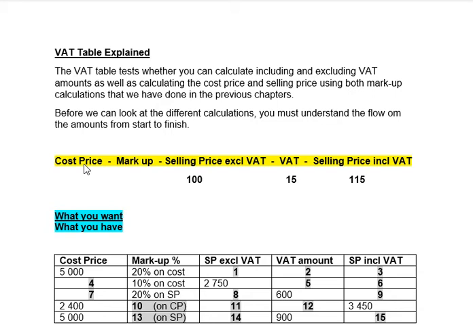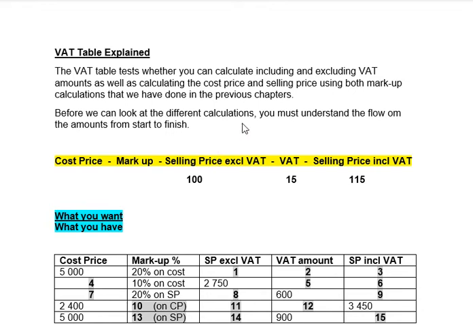He then wants to make a profit when he sells the goods. So he's going to mark up his goods. The markup we know must be either on cost price or on selling price. So the question will tell you if it's a markup on cost or selling price, and they will give you the percentage. Once I've added the markup to the cost price, I will now have the selling price before VAT is added. So selling price excluding VAT, before VAT.